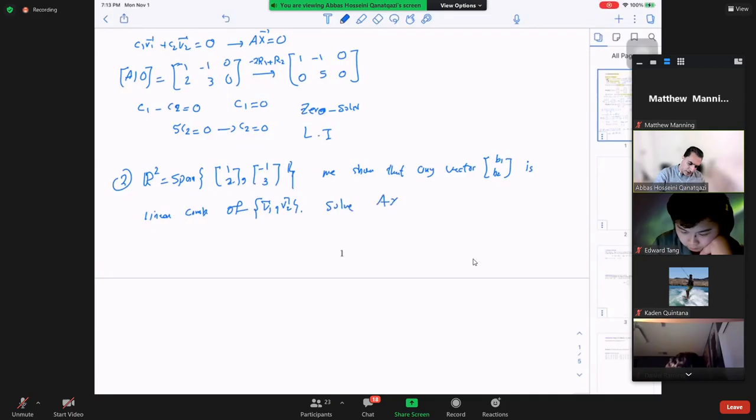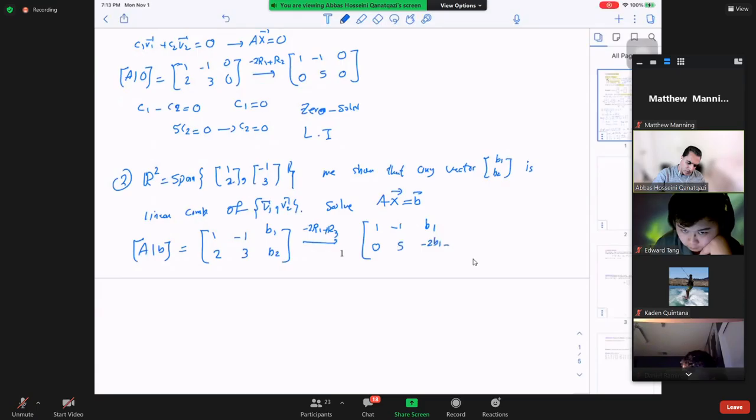Consistency means that it spans, inconsistency means that it does not span the whole R2, all right? So for Ax equals b, we need to construct the augmented matrix, which is 1, 2, -1, 3, b1, and then b2. To find the row echelon form of that, I put -2 row 1 plus row 2. So we have 1, -1, b1, 0, 5, -2 b1 plus b2.